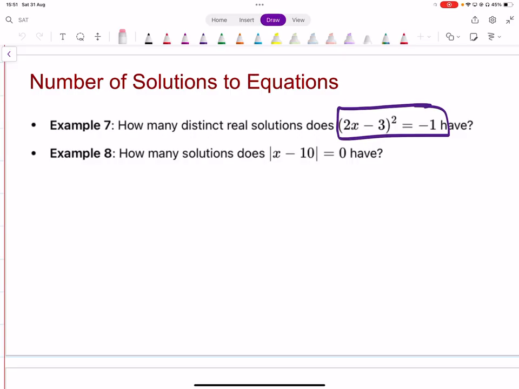Two solutions? What are the two solutions? There's one solution. What's that? What's that solution?